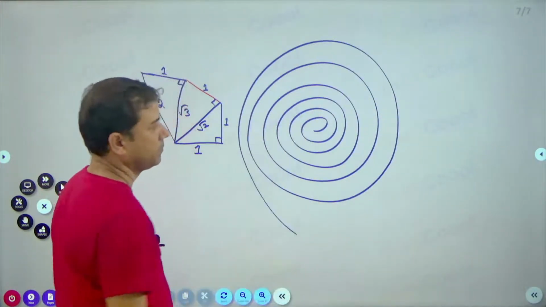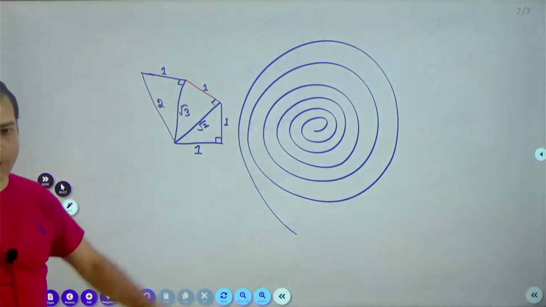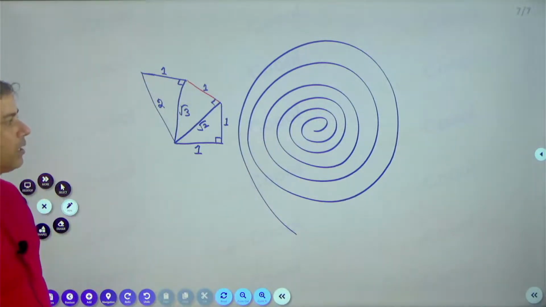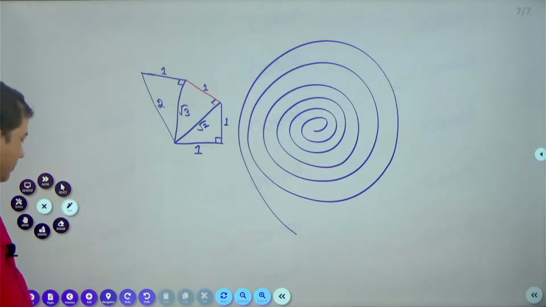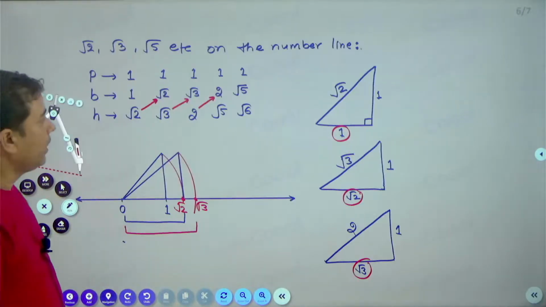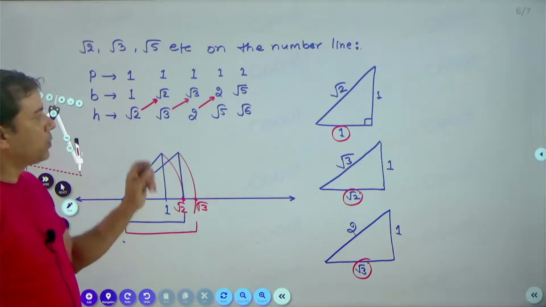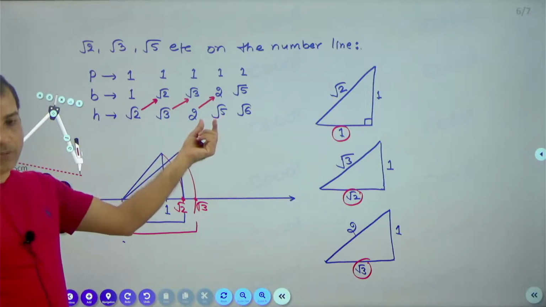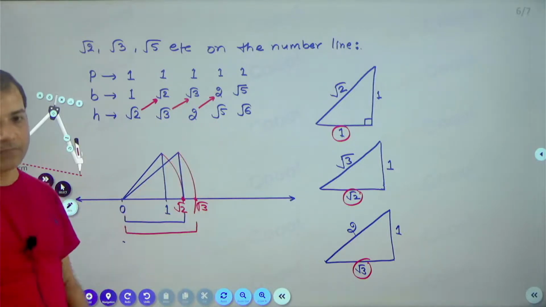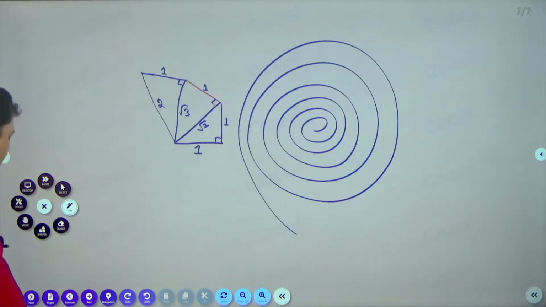Like this. Never ending process. Yes, sir. Never ending, never intersecting. Well, so now if I tell you to show root 5 on the number line, can you do it? Give me the idea. How will you do it?